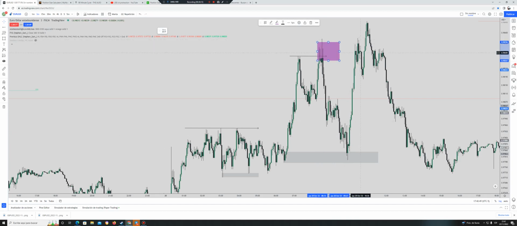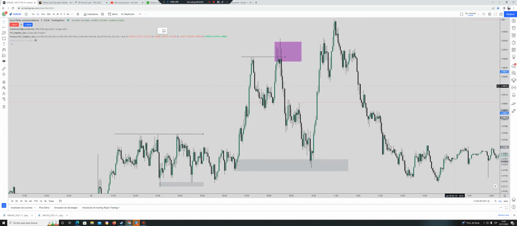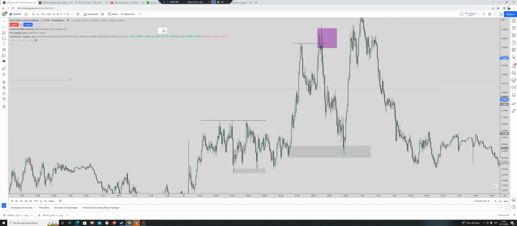Look at this fake reaction, and then boom. Then after the sweep, you can start looking for sells and all of that. But yeah, this is one way to trade the last 90-minute cycle of New York, from 10 to 11:30.